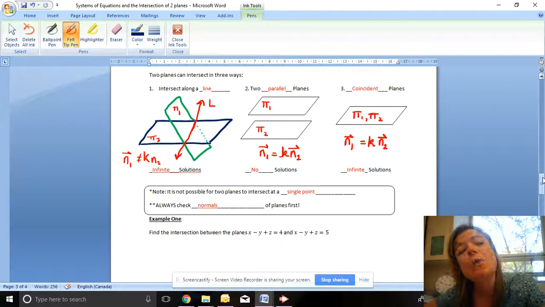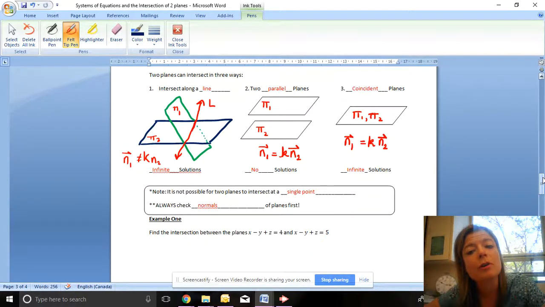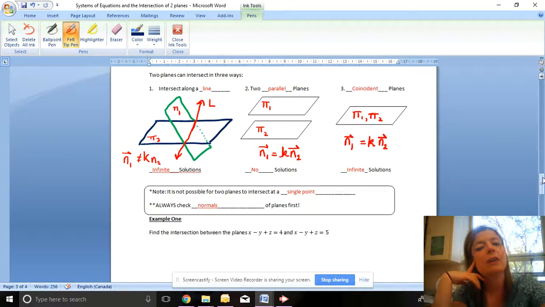There actually is no way for two planes to intersect at a single point. These are the only three options. So notice that parallel planes and coincident planes will have normals that are scalar multiples. So this is important because really we should check first, before we go ahead and actually try to find a line of intersection, to see if they could be parallel or coincident. It will save us a lot of work.